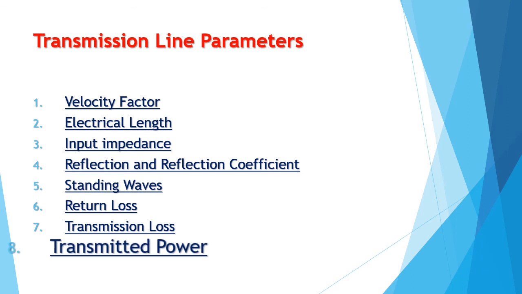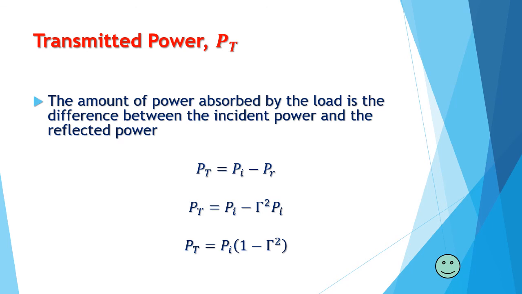Lastly, let's take a look at the transmitted power. Transmitted power is the amount of power absorbed by the load, and it is the difference between the incident power and the reflected power. So by formula, we have the following. P sub T is equal to P sub I minus P sub R. Second, we have P sub T is equal to P sub I minus the reflection coefficient squared times P sub I. And the third, we have P sub T equals P sub I times the quantity of 1 minus the reflection coefficient squared.